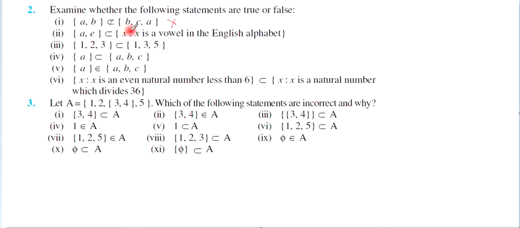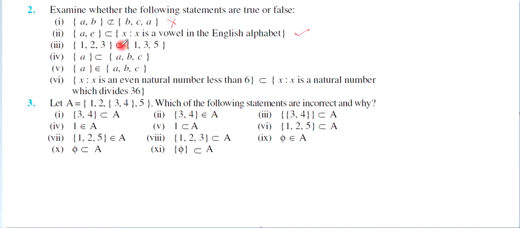{A, E} is a subset of X. This is set X such that X is a vowel in English alphabet. In this set, we have all vowels of English alphabet A, E, I, O, U, and these are the two vowels. So this statement is true. So we can put this right here. You will be writing the true or false here, right?